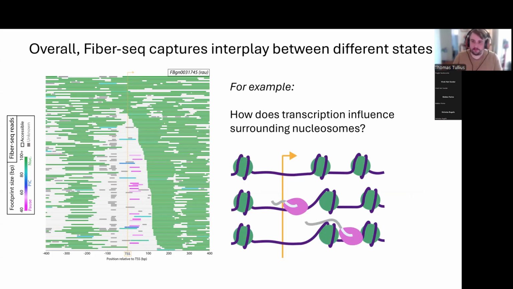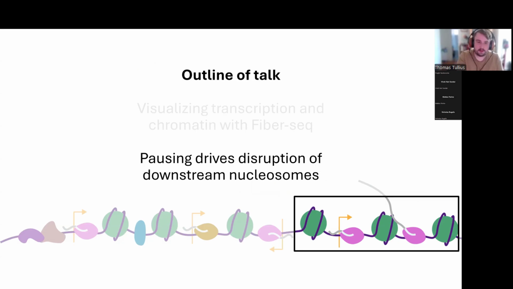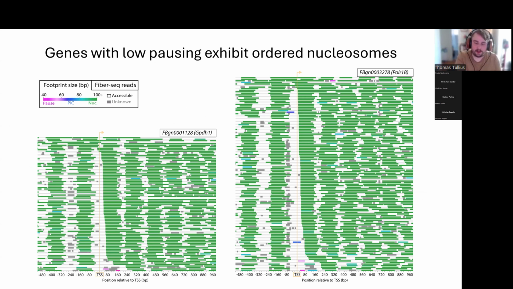But finally, I want to mention what we're actually going to talk about in a little more detail in this talk, which is how transcription actually influences the surrounding nucleosome landscape by observing both polymerases and nucleosomes on single reads. Okay, so let's look at pausing and nucleosomes. This was really inspired by an observation that we made and that previous groups like the Adelman group had made with MNase-seq data, which is that when you look at genes with very low pausing, like a low pause index based off of PRO-seq, you tend to see very ordered nucleosomes and very accessible promoters.